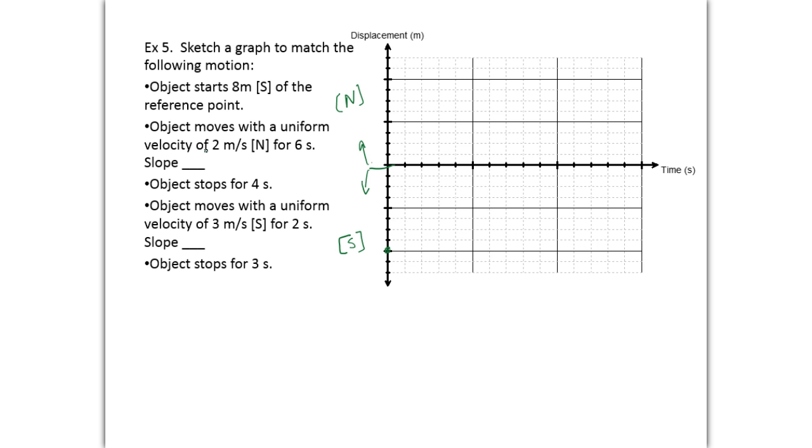And then moves with uniform motion with a velocity of 2 meters per second. So the slope is 2 over 1. So up 2 over 1. And you continue the slope. And it's going to do this for 6 seconds. So 1, 2, 3, 4, 5, 6, so up until we get here. All the points should line up because you're told it moves with uniform motion.